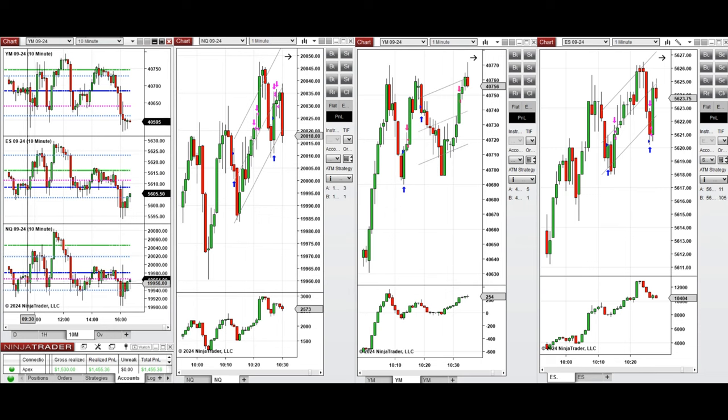pressure pushed the price higher and passed the previous day close and retested the previous day high. And after retesting this a few times, the sellers again came back and pushed the price below this level.